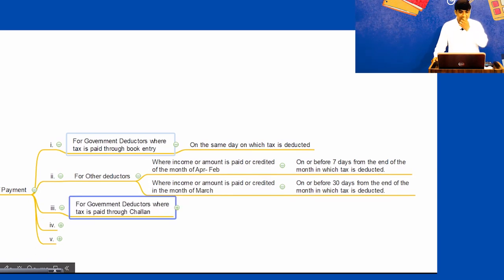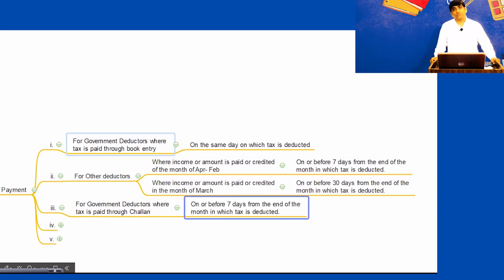Now for government deductors, where tax is paid through challan, they are required to make payment on or before 7th of the next month. There is no relaxation for the month of March. For March also, they are required to make payment before 7th of April. For other parties, some relaxation was given, but for government deductors, where tax is paid through challan, they are required to make payment on or before 7th of each month.